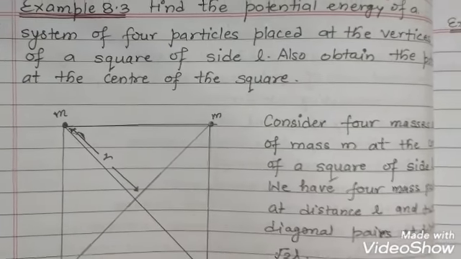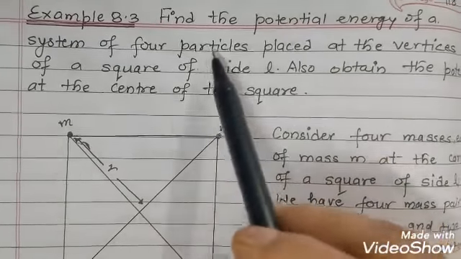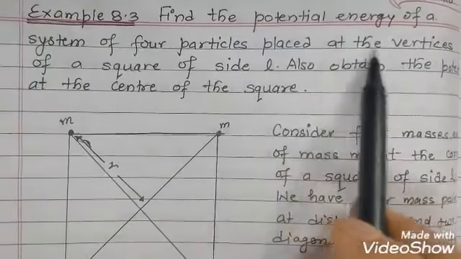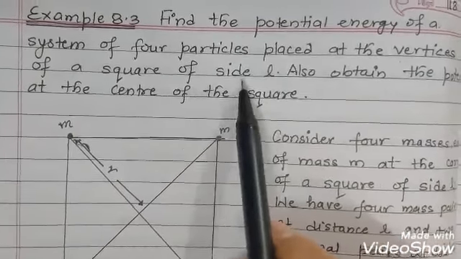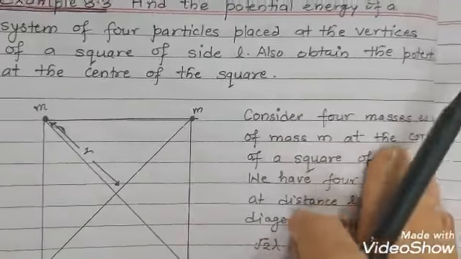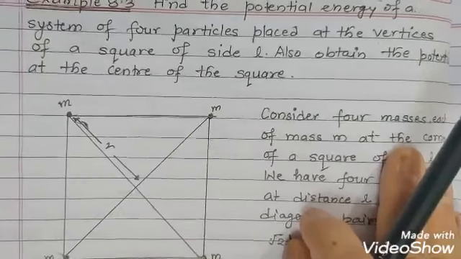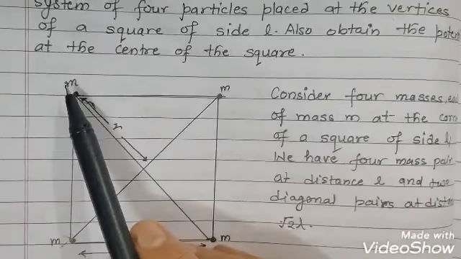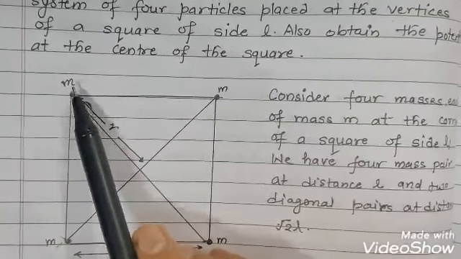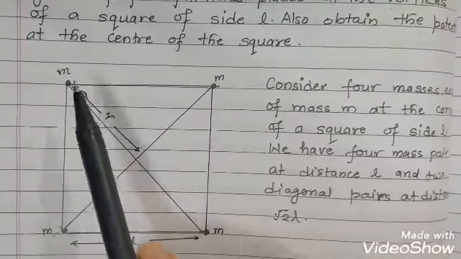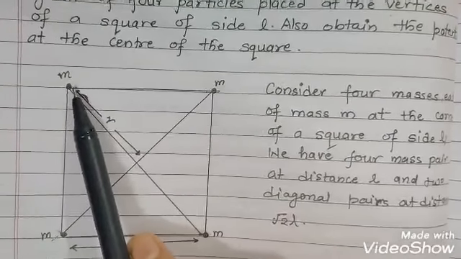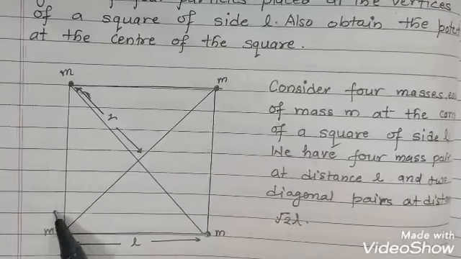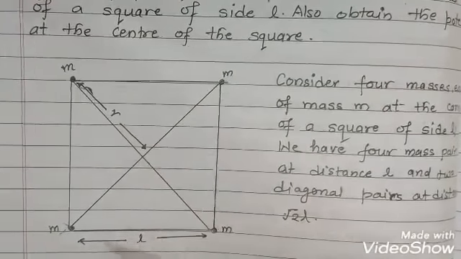Example 8.3. The question is: find the potential energy of a system of four particles placed at the vertices of a square of side L. Also obtain the potential at the center of the square. Here it is given the system of four particles. All the particles are identical, and we are considering four masses, each of mass m, at the corner of a square of side L.